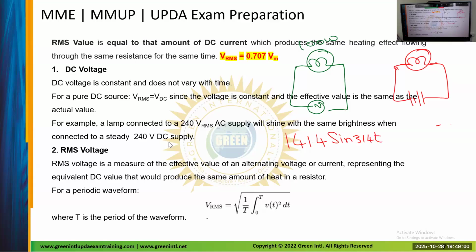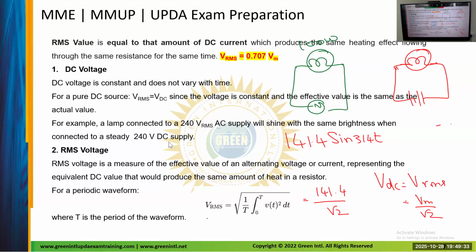Sometimes the data is given like this. Whatever the number, the 141 is a maximum voltage. So we need to find the VDC. VDC is equal to VRMS, which is equal to Vm by root 2, which is equal to 141.4 by root 2. We use the calculator, we get the value. The same 100, we will get that.